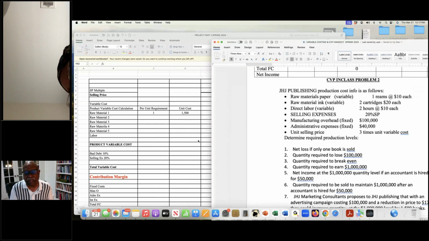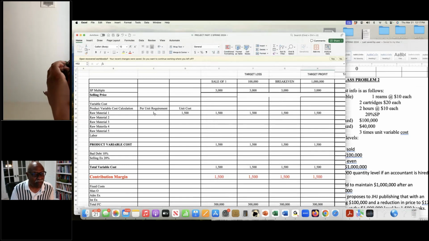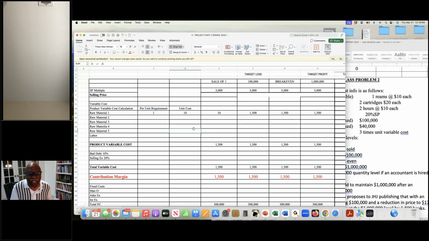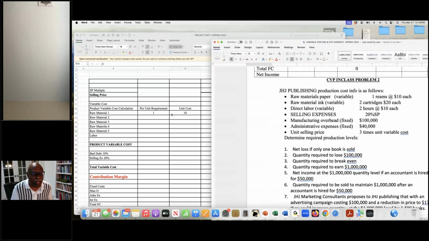When you work it, you've got raw materials, paper, 1 ream at 10. So you put a 1 here, but then your unit cost is going to be 10. Then you put a formula in here. This has to equal that. Then for the 2 ink cartridge, that's raw materials 2. You got 2.